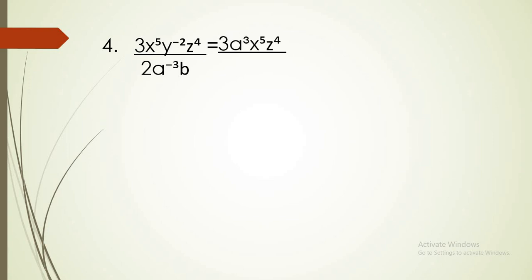So we have 3a cubed x raised to 5 and z raised to 4. Then write it in alphabetical order. Then 2by raised to 2.